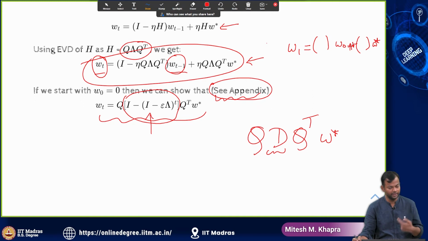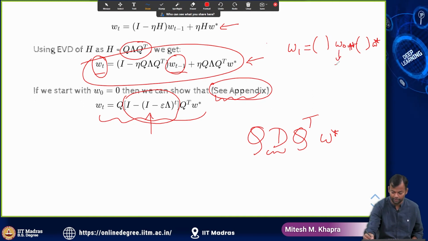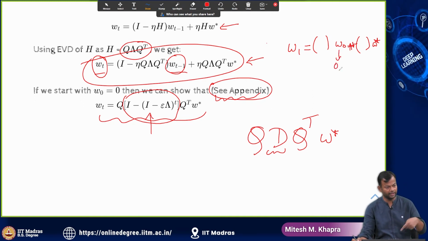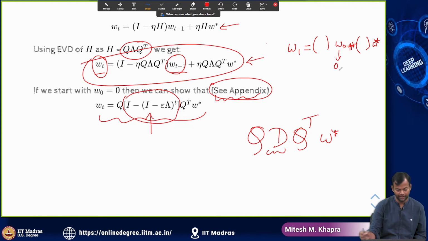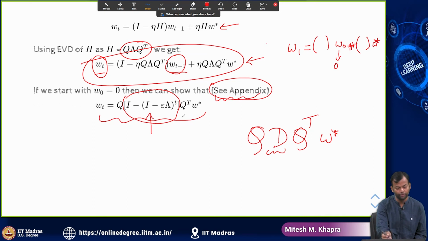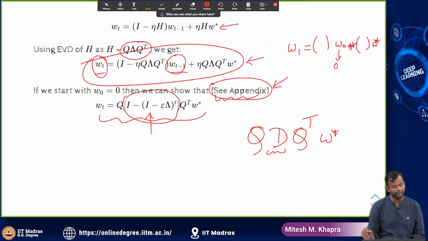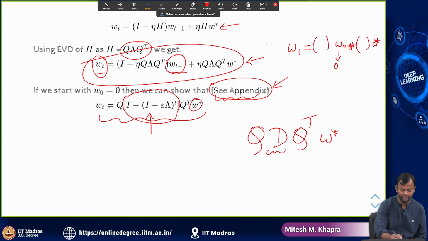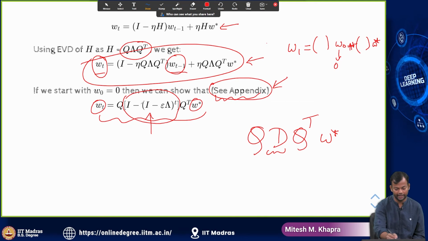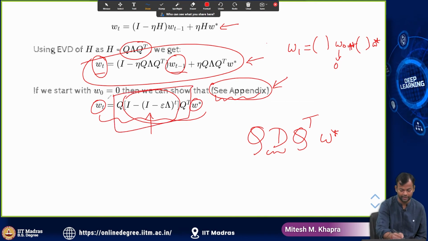If you start with this, and this term of course disappears because W0 is 0, and you keep doing this substitution time step after time step, then you will arrive at a generic formula which looks like that, and the proof that this is indeed the generic formula that you will arrive at is given in the appendix, right? So you just take it at face value that Wt can be written as a function of W star related by this matrix here, right?